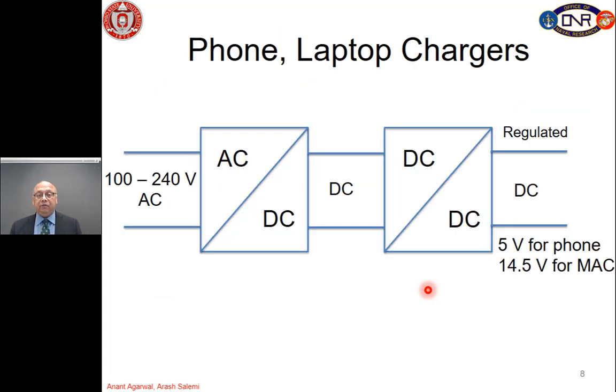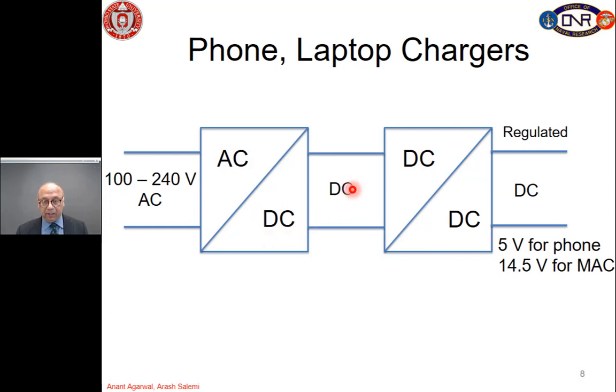So, here is a typical phone or laptop charger configuration. Input is anywhere between 100 to 240 volt AC coming in, and output is a regulated 5 volt DC for phones and 14.5 volts, for example, for Mac, could be 20 volts for other types of laptops. So, the first stage converts the incoming AC signal into an unregulated DC signal. So, this is an example of a rectifier stage.